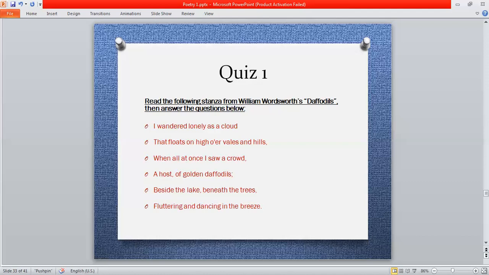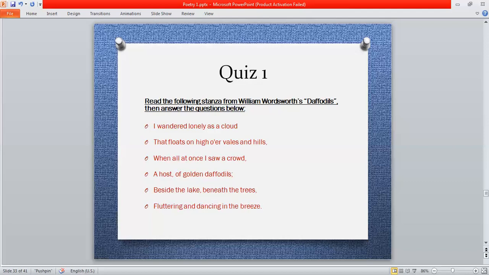or smaller mountains. When all at once, which means out of sudden or suddenly, I saw a crowd. A crowd means great numbers. A host of golden daffodils. A daffodil refers to a kind of flowers. Golden refers to the color of this flower. Beside the lake, near the lake, beneath the trees or under the trees, fluttering. Fluttering means بيتمايل and dancing in the breeze of air.